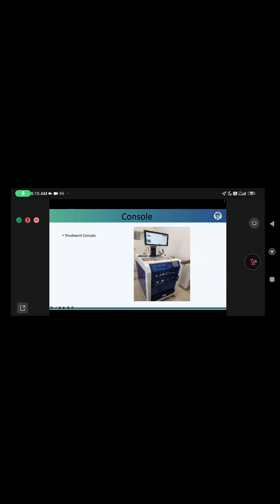The patient can be monitored during the treatment through the glass window, and we have CCTV cameras also, which are connected to the vital parameters, so the patient can be monitored even through the CCTV cameras. These are the two methods by which we can monitor the patient during the treatment.